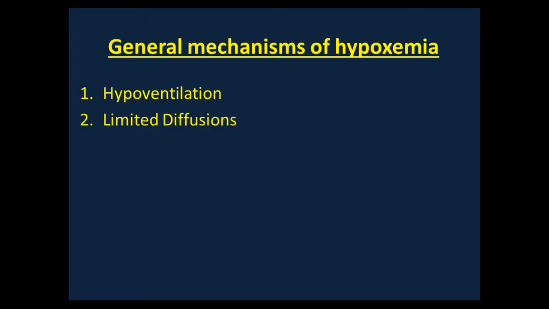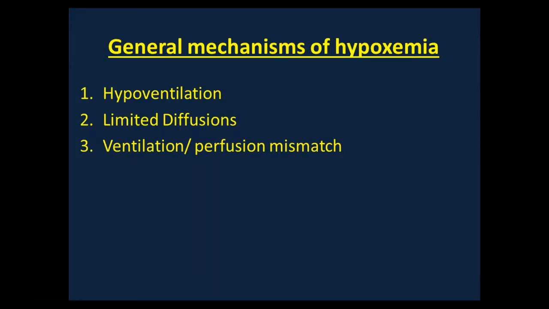General mechanisms of hypoxemia. It could be due to hypoventilation. If the carbon dioxide is high in the alveoli, then the partial pressure of oxygen will drop in the alveoli, and the consequence will be hypoxemia. Or it could be due to limited diffusion, with thickening of the alveolar capillary membrane, for example due to chronic lung diseases, which might cause significant hypoxemia.